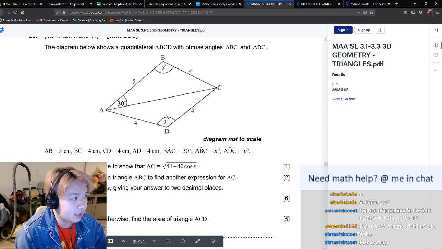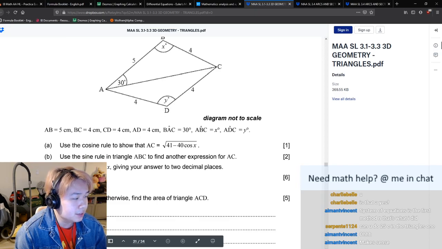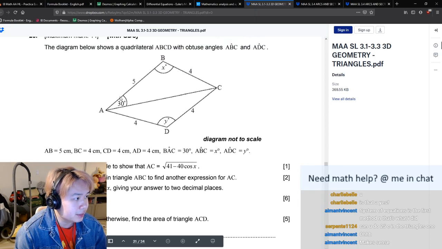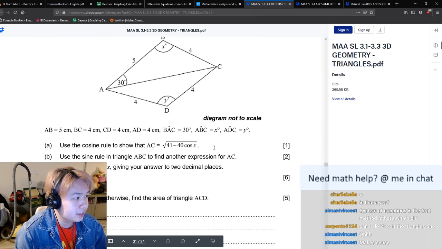Okay, so we have this set up. And then you need to show, using cosine rule, that AC is going to be this. So that should be pretty straightforward. And then use the sine rule in triangle ABC, and then find another expression for AC.